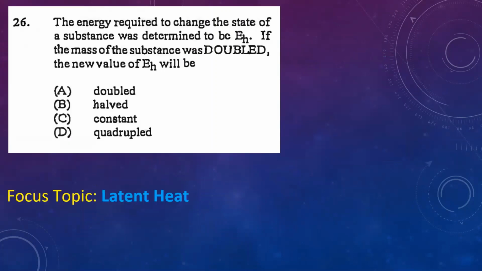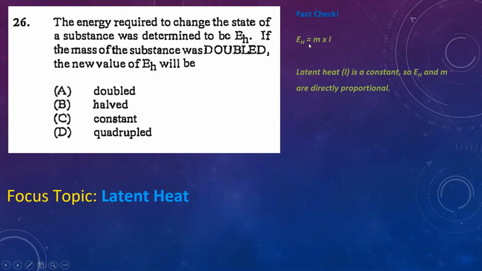Number 26. The energy required to change the state of a substance was determined to be EH. If the mass of the substance was doubled, the new value of EH will be. Now, in the equation, EH is equal to M times L. The latent heat L is a constant. So if L is a constant, it means that EH and M are directly proportional to each other. And so when we double M, EH will also double. The answer is A.